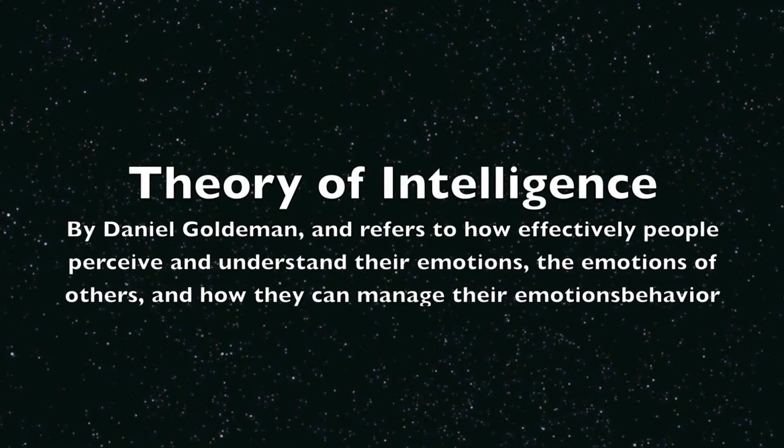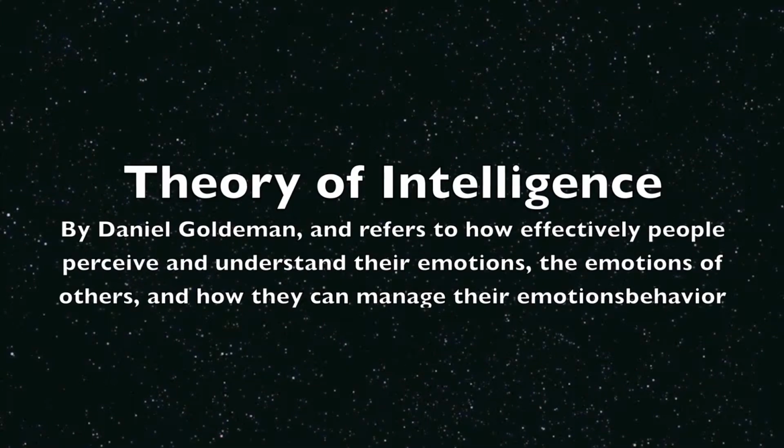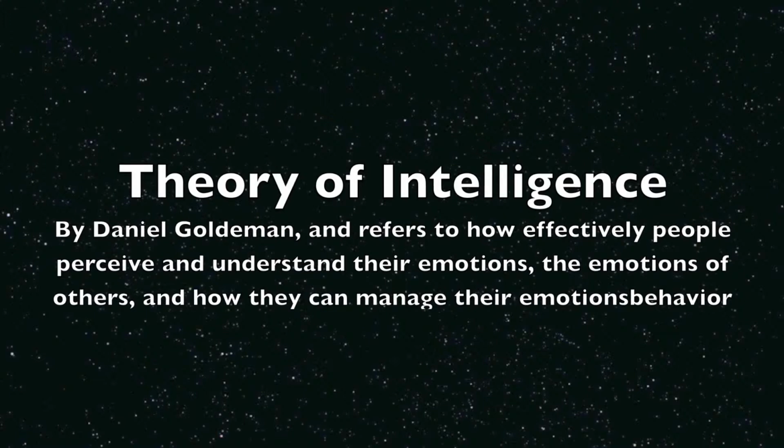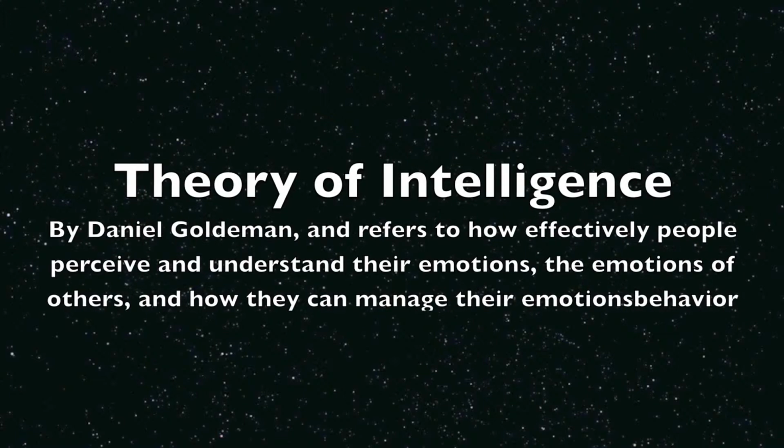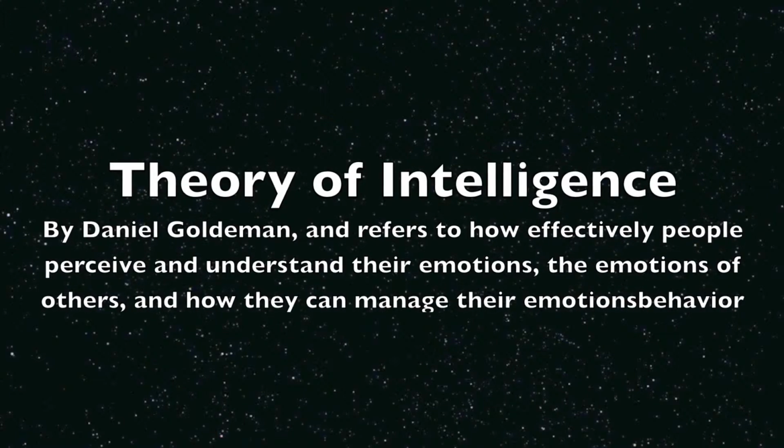Our last theory is the theory of emotional intelligence. The theory of emotional intelligence by Daniel Goleman refers to how effectively people perceive and understand their emotions, the emotions of others, and how they can manage their own emotional behavior. How many emotional intelligences are there? There are 5, and the first one we will be talking about is knowing one's own emotions.